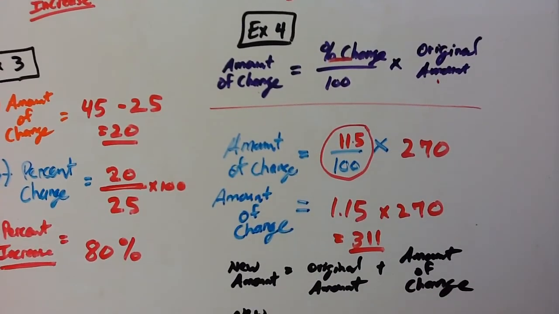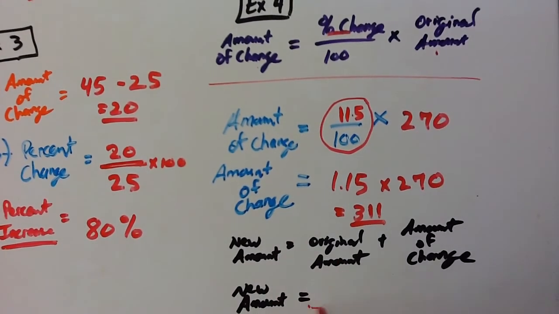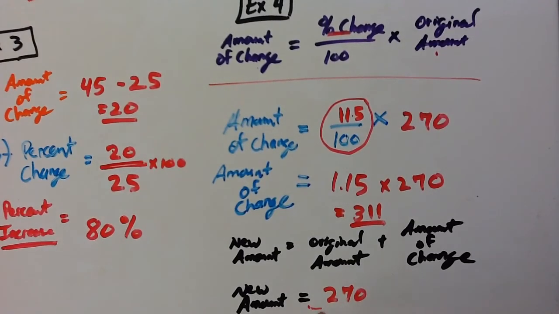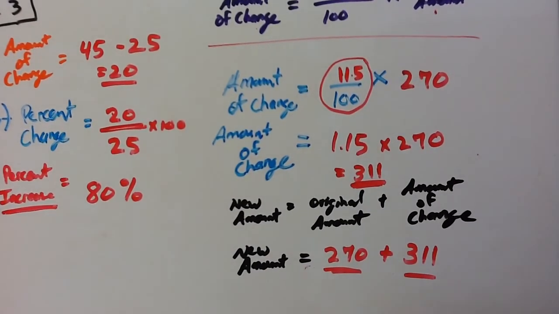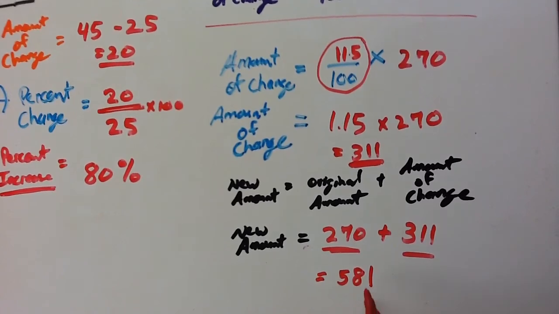To find how many grizzly bears there were in 2005, we started at 270 grizzly bears, and the population increased by 311. What's 270 plus 311? That would be 581. So the population in 2005 was about 581 grizzly bears.